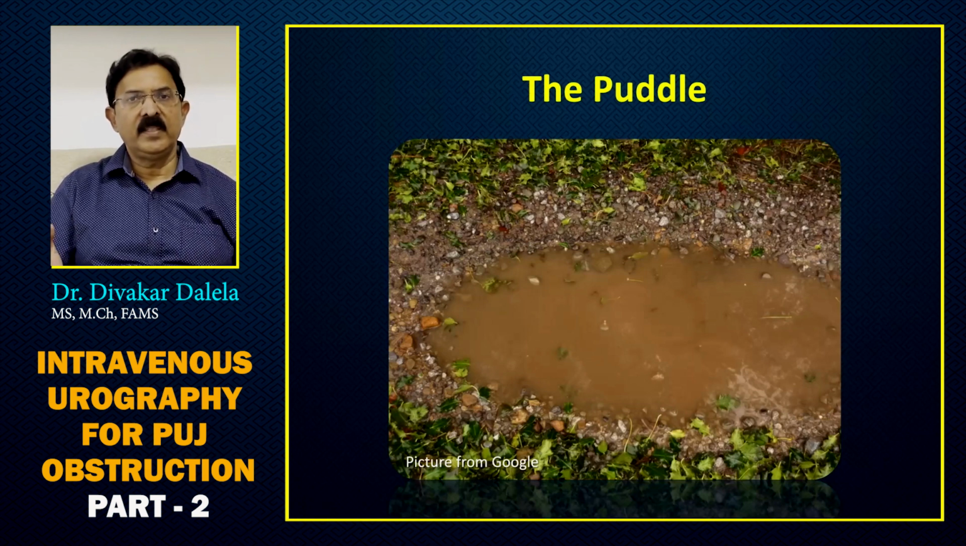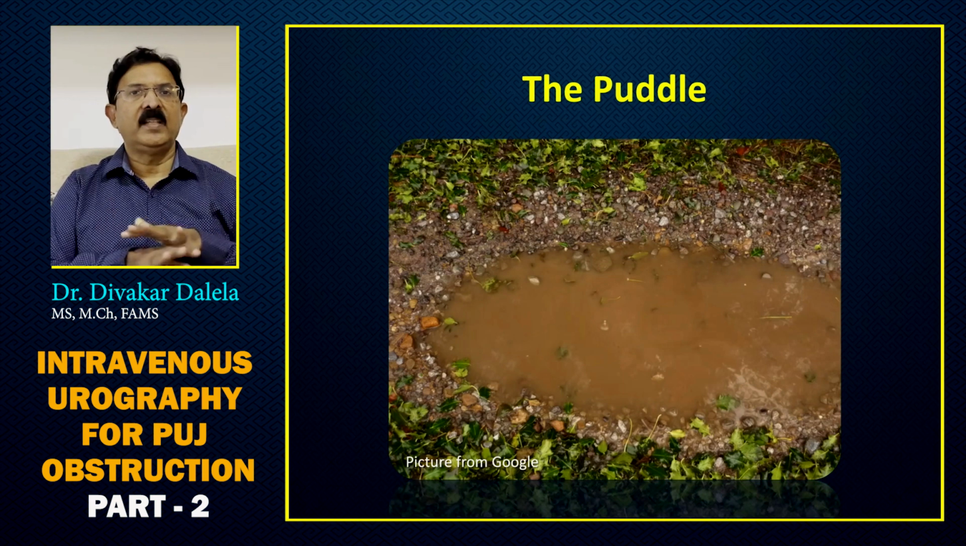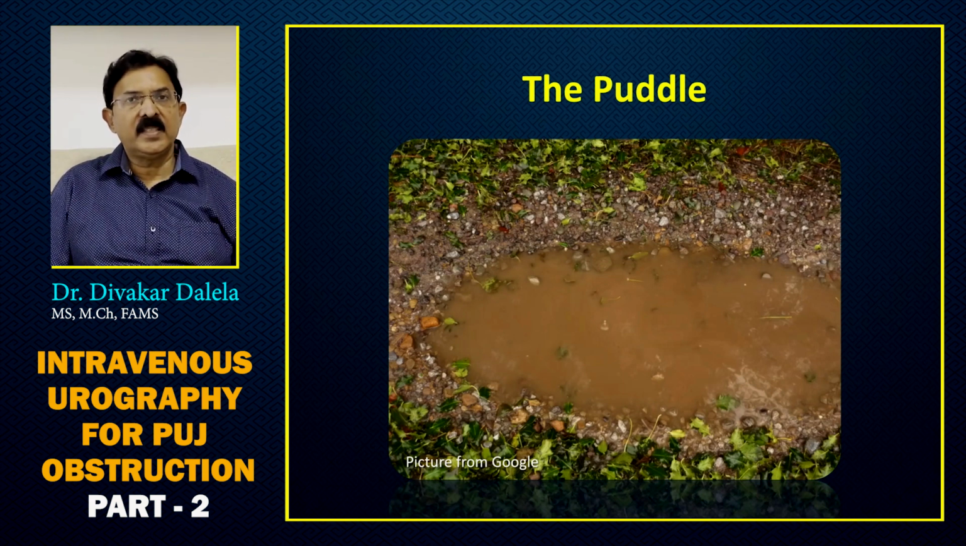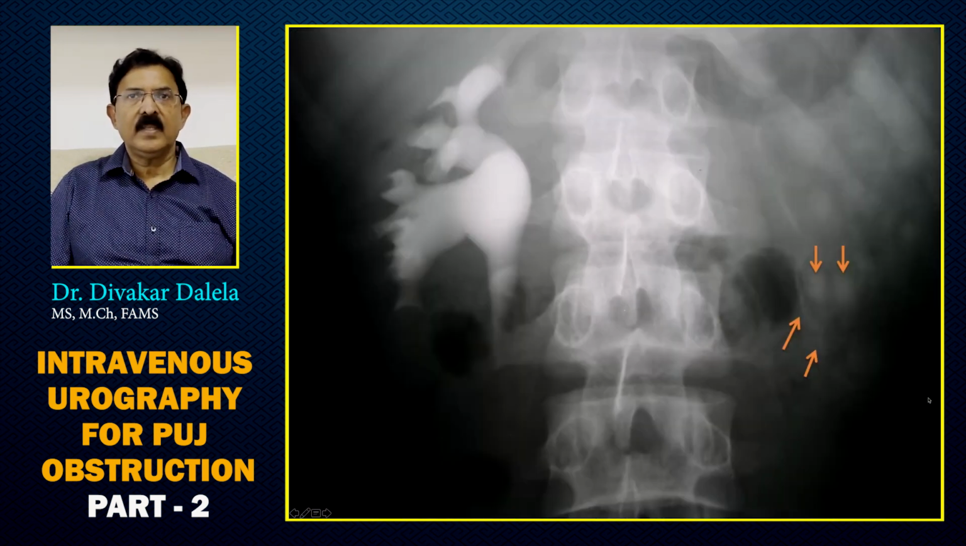A puddle is a very common thing that forms when rain falls on the ground. In the bottom of the pit you see the mud, but in the top of the pit you see clear rainwater. This is a puddle. And you have something similar in the dilated calyx, created by contrast settling towards the bottom. In this film you notice by these arrows the crescent sign, and by the top arrows the puddle sign. Puddles and crescents.